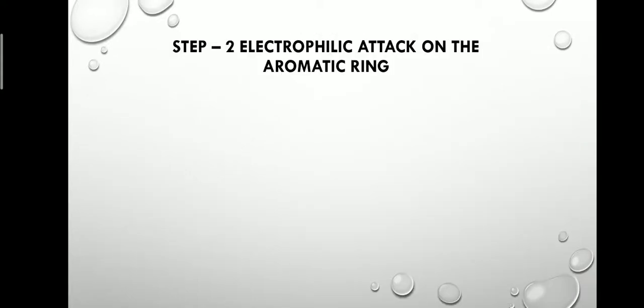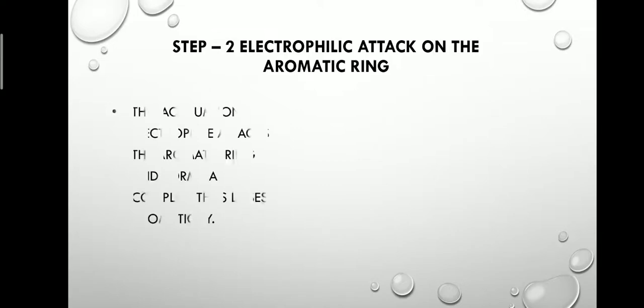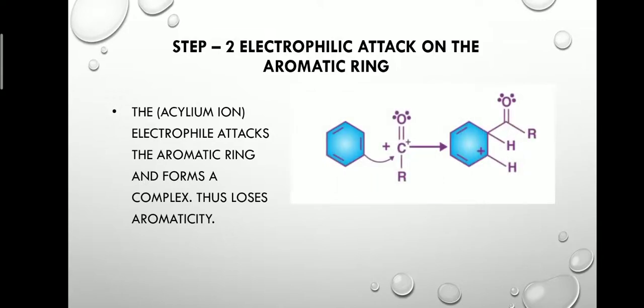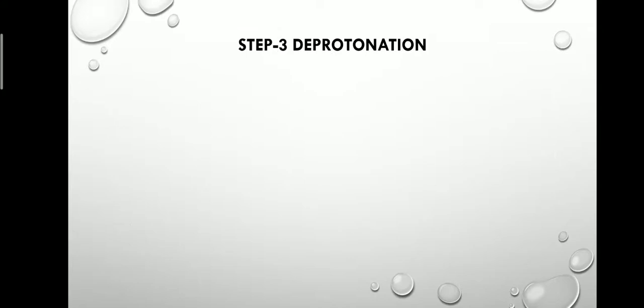The second step is electrophilic attack on the aromatic ring. So the acylium ion, which is an electrophile, attacks the aromatic ring, which results in the formation of a complex. So look at here. So across this double bond, this acylium ion is added across this double bond, and hence the aromaticity is lost. Okay.